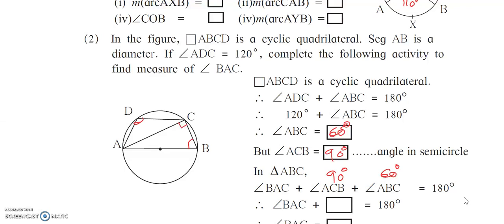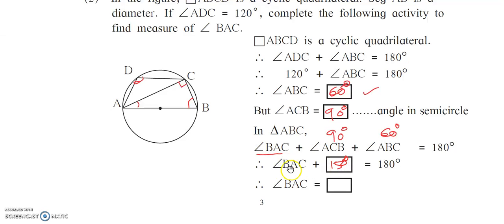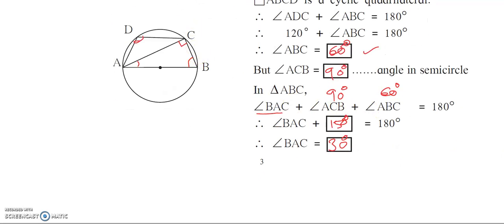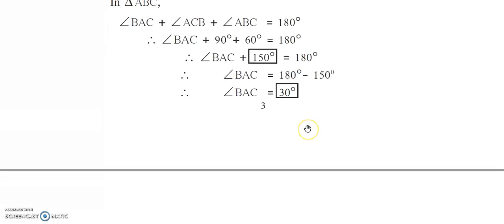See this? This is the angle, that is BAC. Next, ACB, that is 90. And angle ABC, that is 60 degrees. We have calculated here. Now substitute the values. 90 plus 60 is equal to 150 degrees. Therefore, what is the measure of angle BAC? BAC is equal to 180 minus 150, and the measure of angle BAC is 30 degrees. Now you can write the answer in this manner.